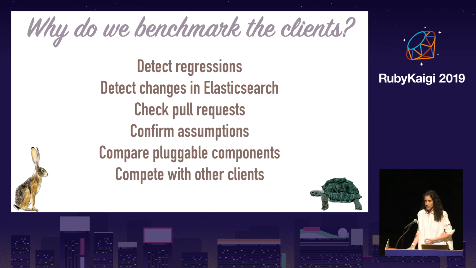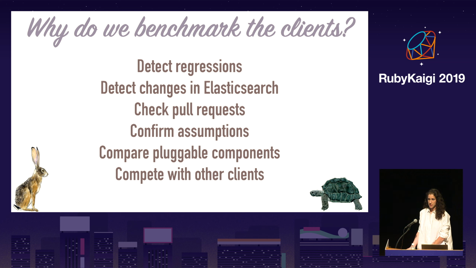We want to check pull requests. These clients are open source. We take pull requests from the community, and we want to make sure that they don't introduce any performance problems. Confirm assumptions. We all code and make assumptions about speed, but they can be proven. These assumptions can be proven scientifically with some measurements.